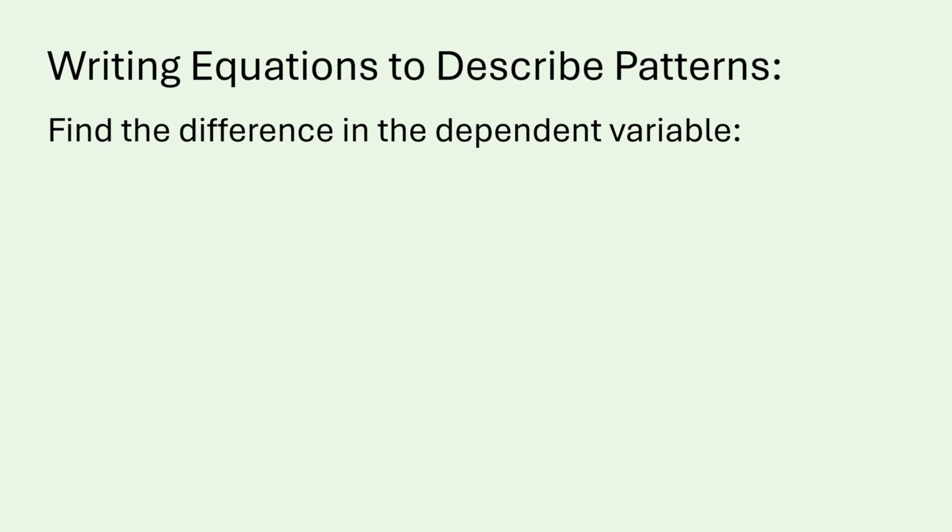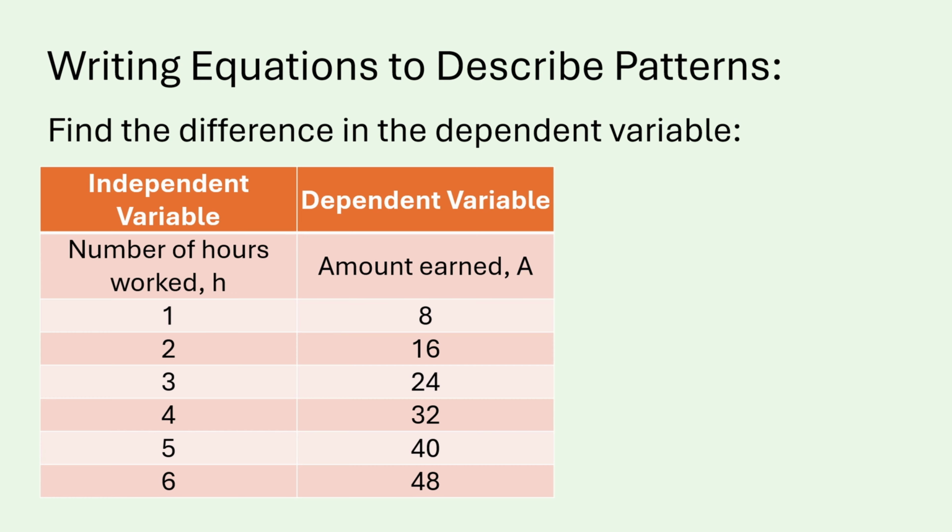Find the difference in the dependent variable. Look at the dependent variable column, starting from $8. Adding another $8 gives $16. Adding $8 again gives $24. This pattern continues and we can see the difference between each value is always $8.